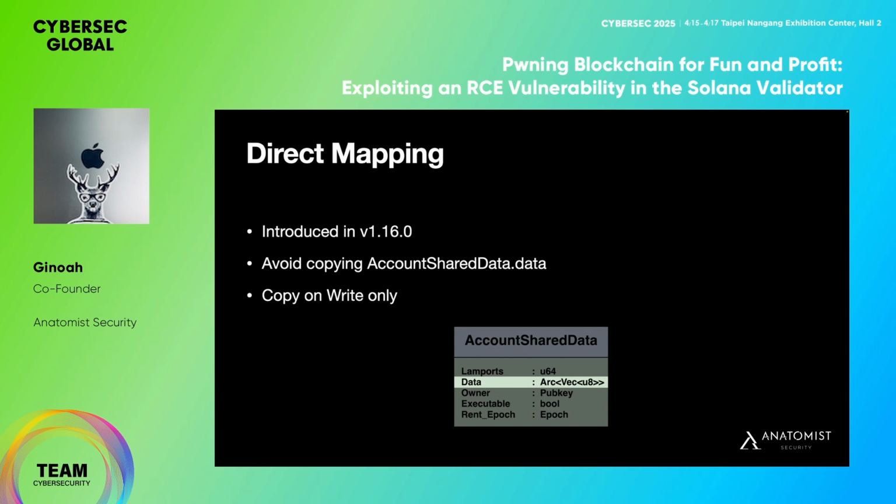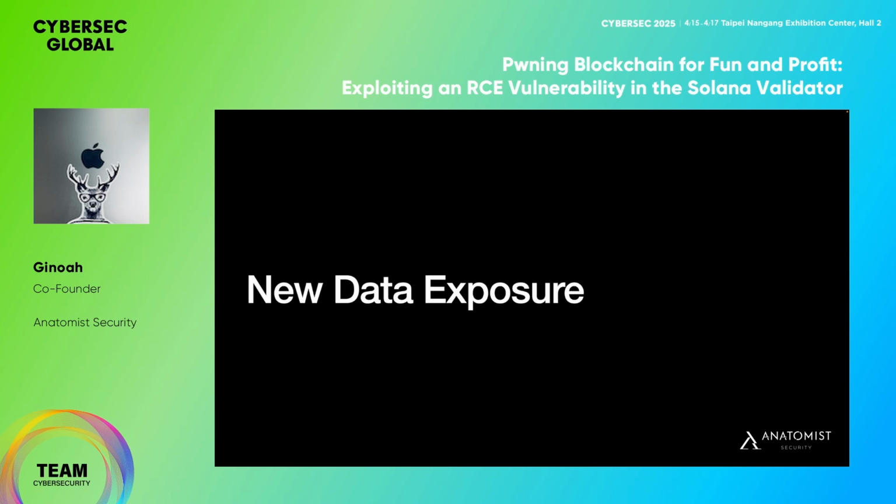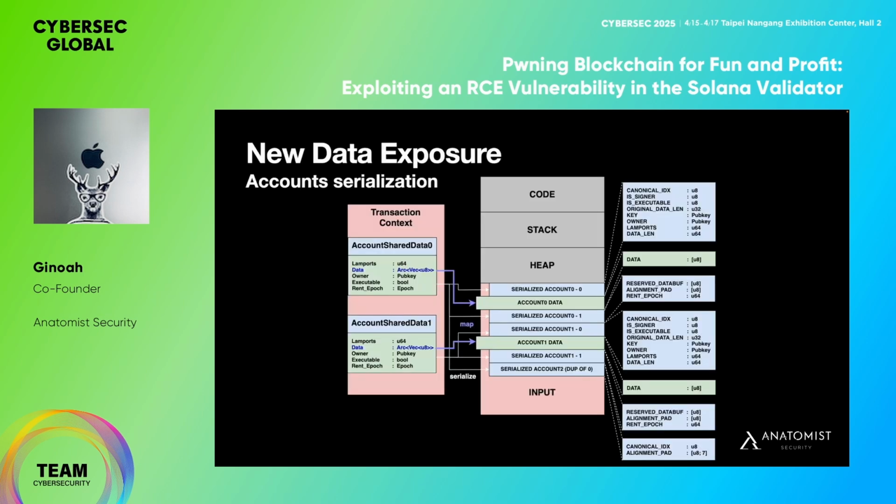The overhead only becomes significant when the length of data being copied is large, so we only need to avoid copying the data field. Also, copying is not necessary when reading account data. It's only required to prevent data pollution when writing to an account. With the new direct mapping mechanism, this is what the new data exposure looks like. Instead of copying the entire buffer, it directly maps the data vector buffer into VM memory.